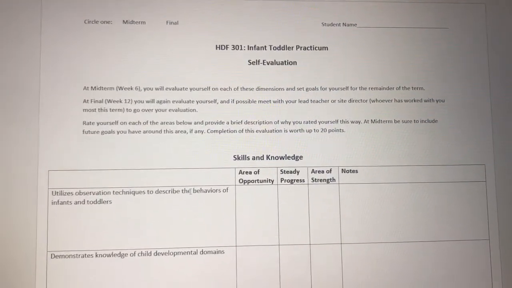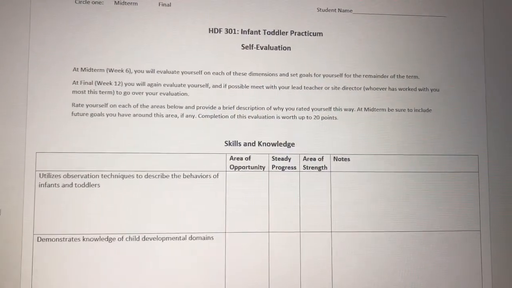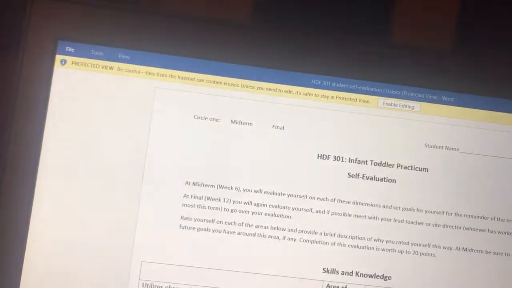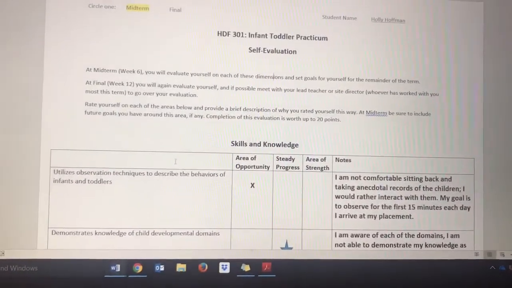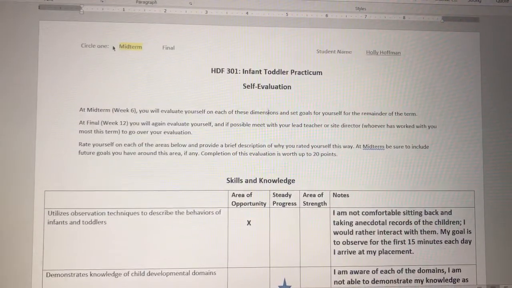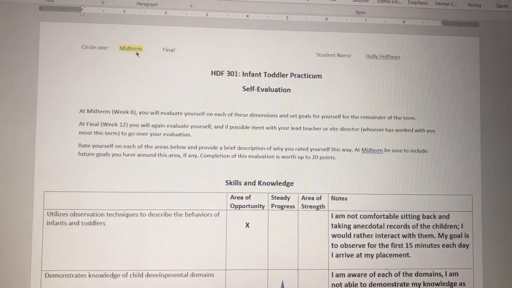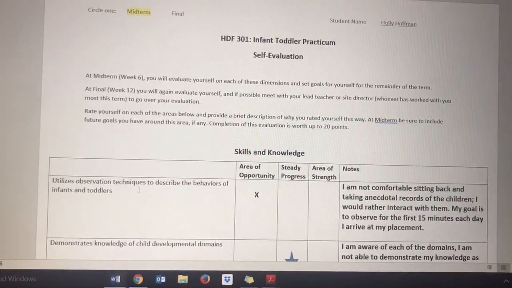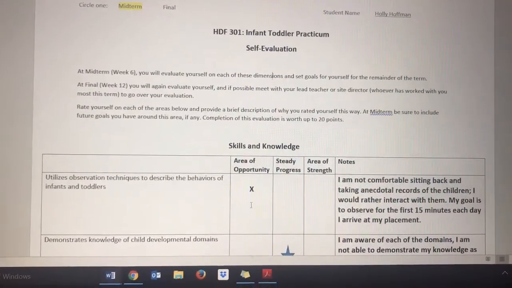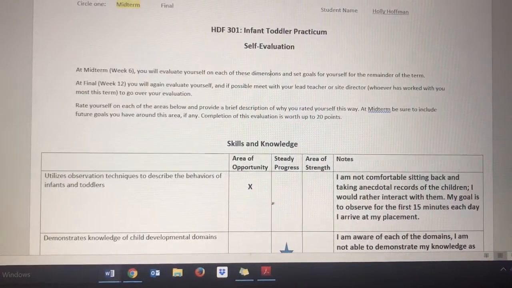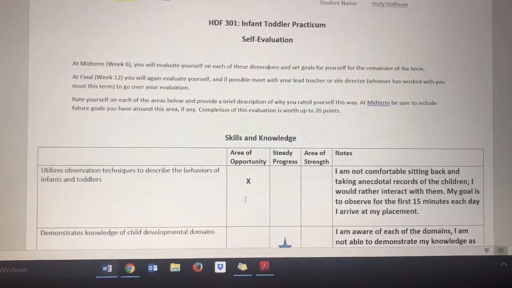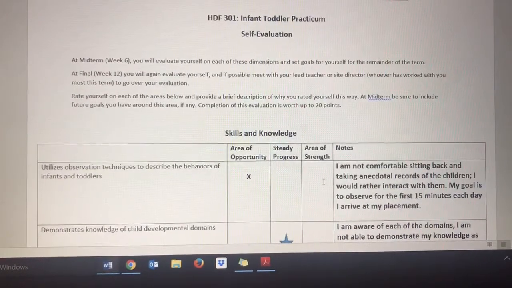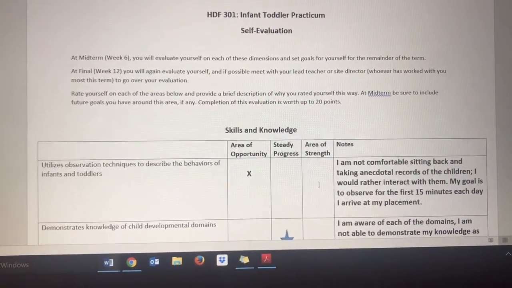But anyway, I went ahead and opened another one and started filling it out so you can see what that looks like. You go up to the top and highlight or mark somehow that this is a midterm, fill in your name, and then go through each of the areas. You're going to mark where you see yourself. There are 3 ratings. Area of opportunity means I really need to improve on this. Then I'm making progress, I'm working on it, or I really am rocking it at this one, okay?